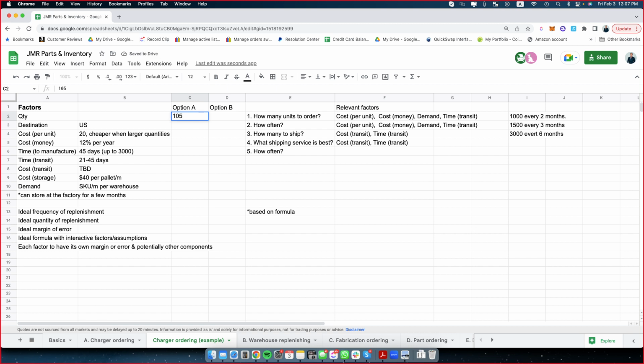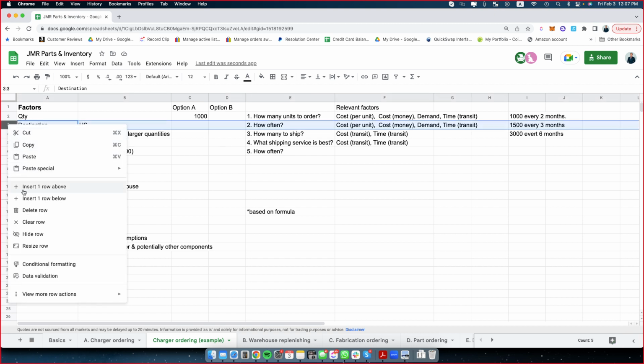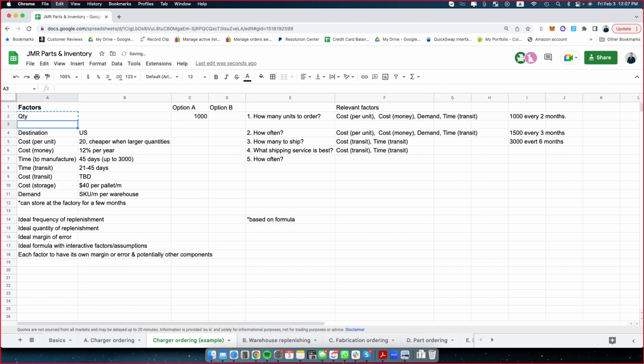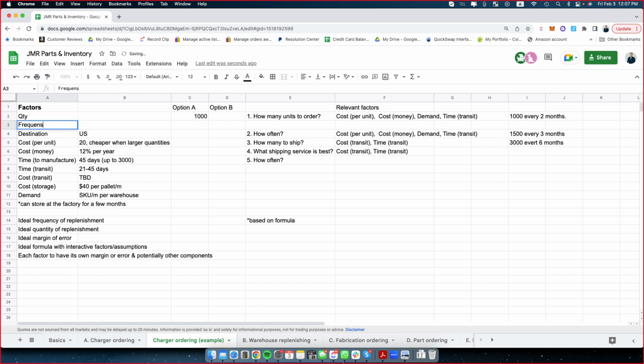Let's say option A is 1,000. And we need to also add frequency. I don't know if that's necessarily the right way to calculate, or if this should be in the same table or spreadsheet, but I'm trying to explain our needs so that a person watching this can help us better.